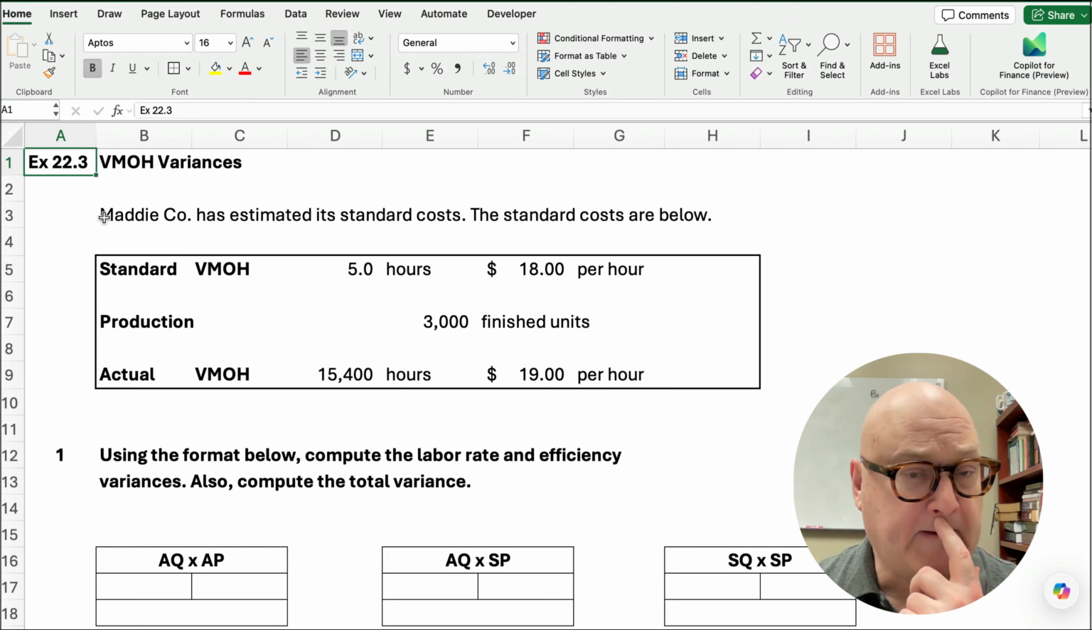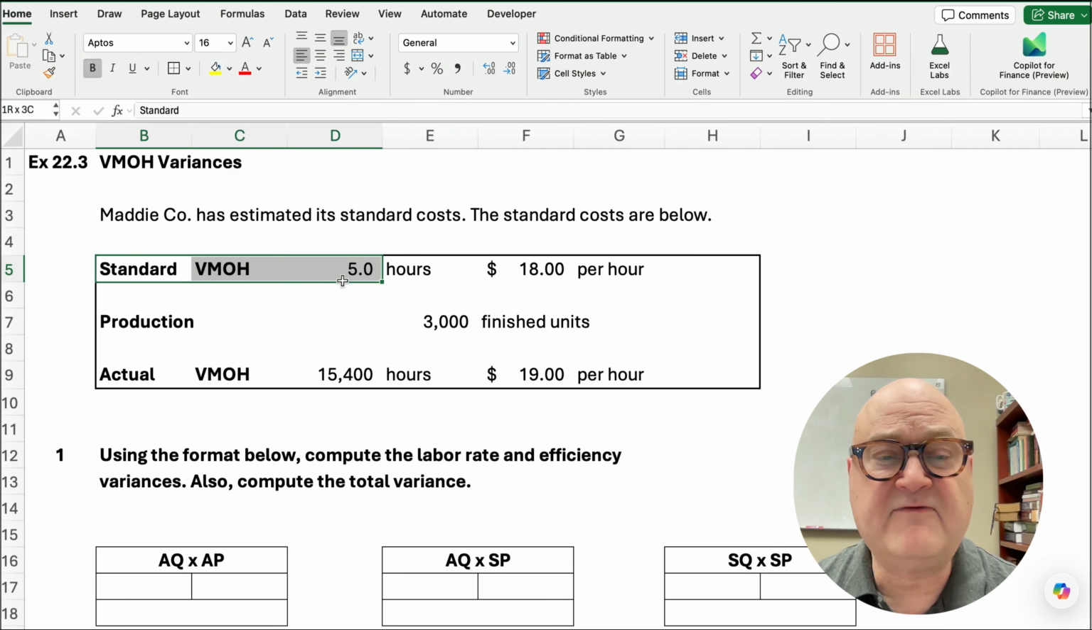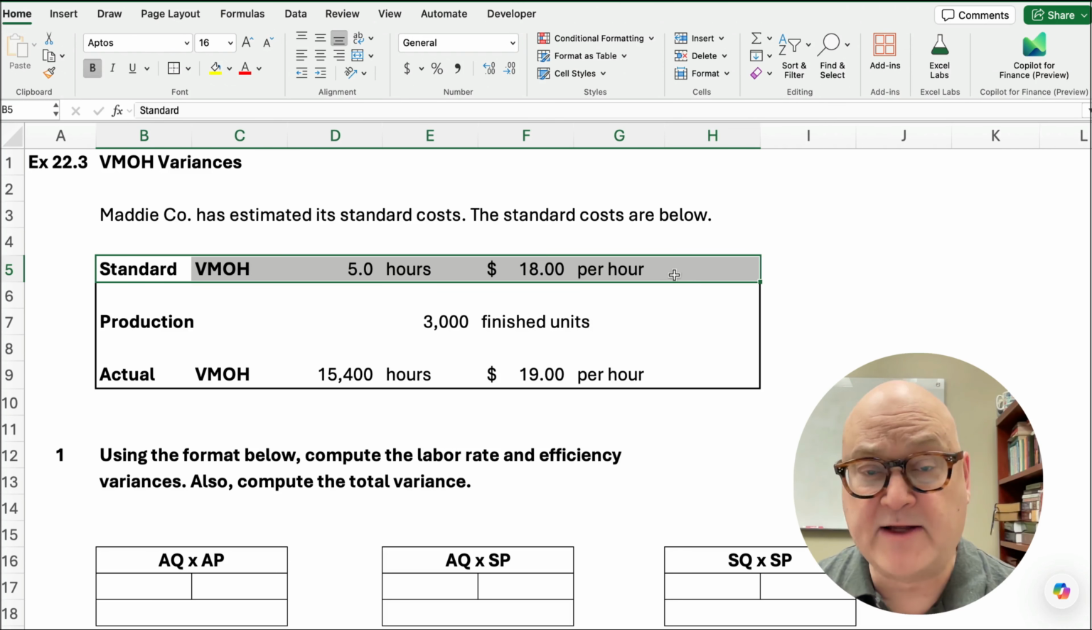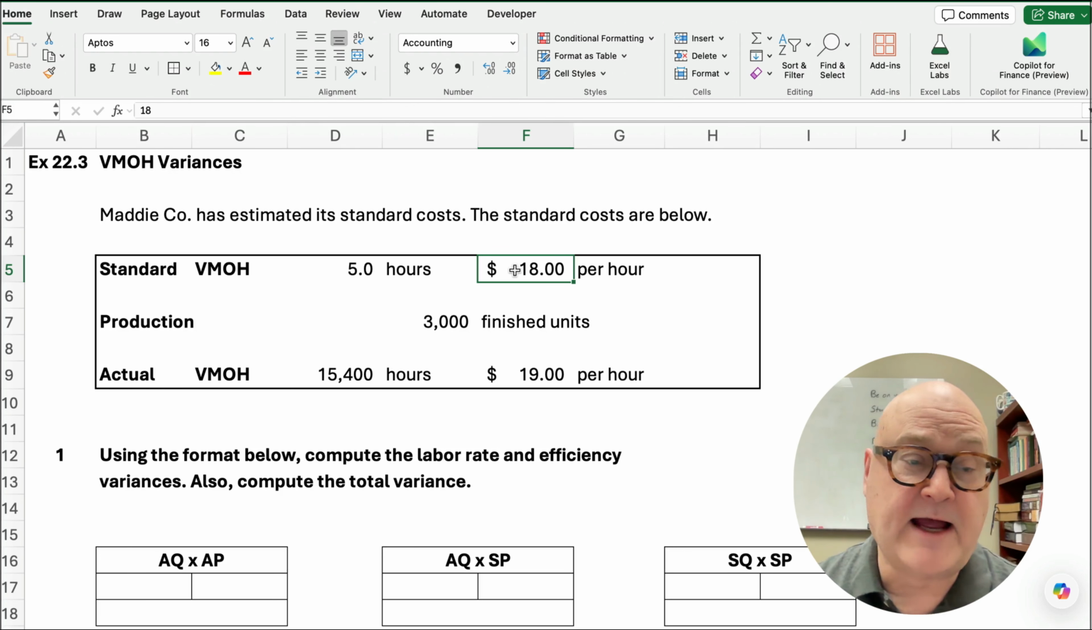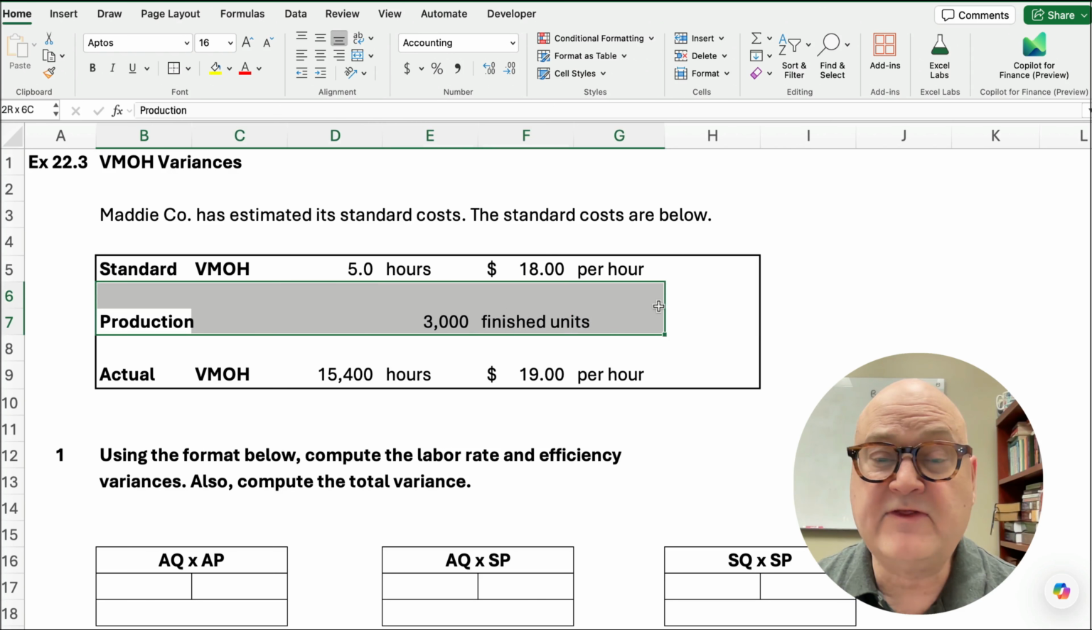We have estimated standard cost to be 5 hours to make each product, to make each finished good, and each hour is going to cost us $18 per hour. So we produced 3,000 hours.